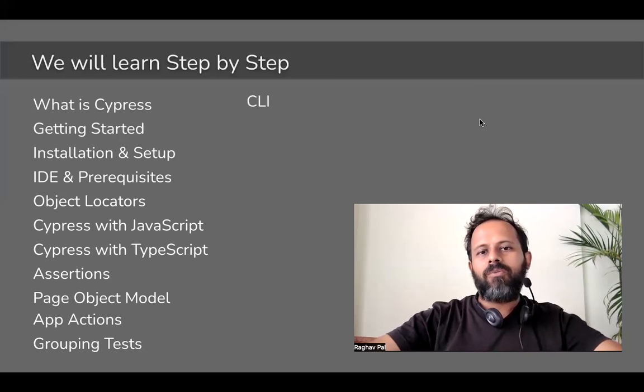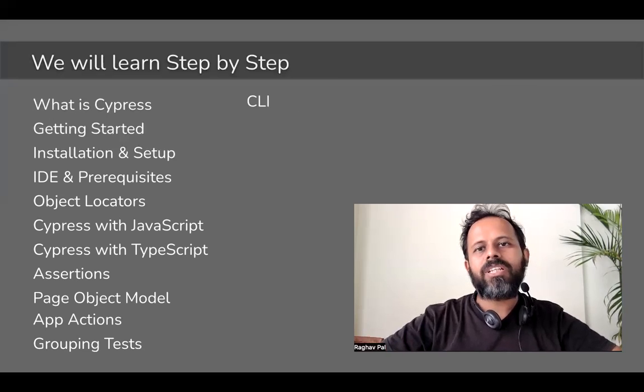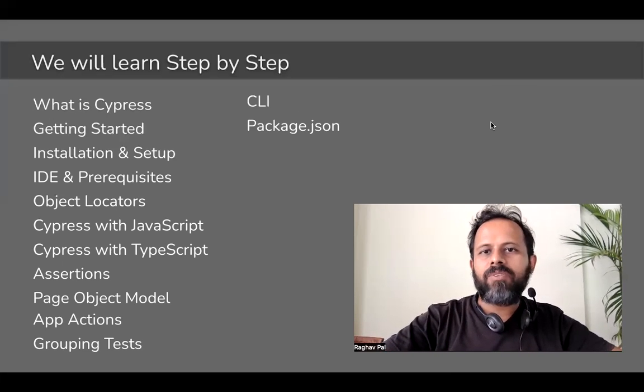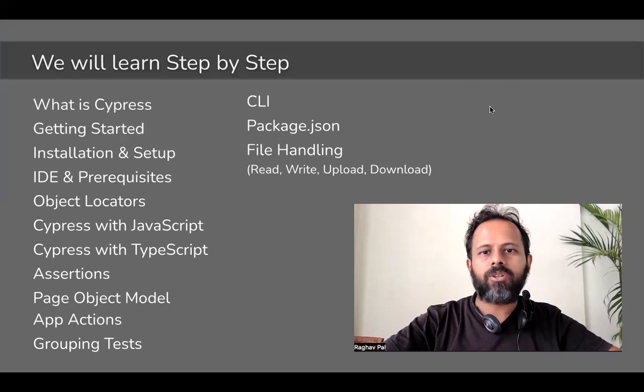So today we'll start with command line interface or command line runs. How can we run our Cypress tests from the command line? Then we will look at package.json file. So this is a very important file in a Node project. So we will see what are the different contents of this file, what are their use, what is the significance of all these different sections that we have in package.json file.